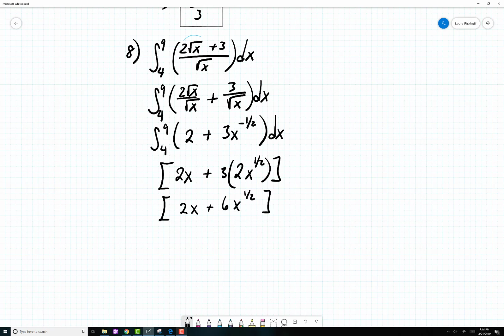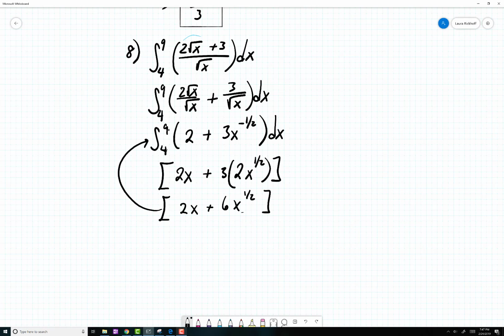And again, we can always check this, take the derivative of this, we should end up back there. So derivative of 2x is 2, derivative of 6x to the 1/2, multiply, you get the 3, subtract 1 from the power, you get the negative 1/2. We're looking golden.